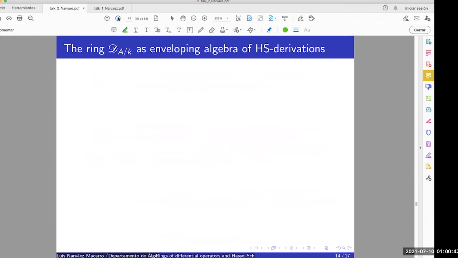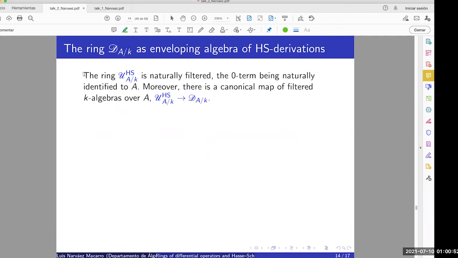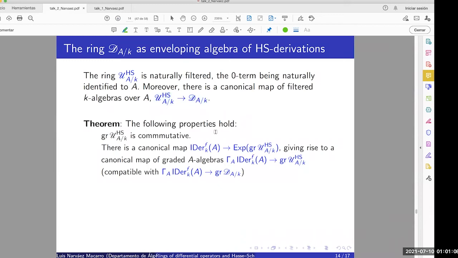And now it can be proven by universal properties that there is always a canonical map from this universal enveloping algebra to the differential operators. And the theorem is, first, the associated graded ring is commutative. And the map we had before, the map we remember, also happens at the level of the universal enveloping algebra.